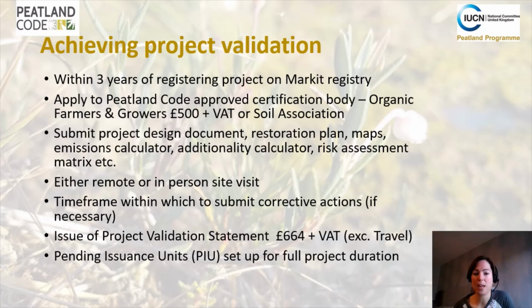So you apply to one of the Peatland Code approved certification bodies to get your project validation. That's either Organic Farmers and Growers or Soil Association, and then you submit your project design document, your restoration and management plan, your maps, your emission calculator, your additionality calculator, your risk assessment. So all your documents, you submit them to the certification body. Then there will be either a remote, desk-based check of your baseline, if you have enough baseline evidence, or they will decide they need an in-person site visit to check your baseline is exactly what you said it is.